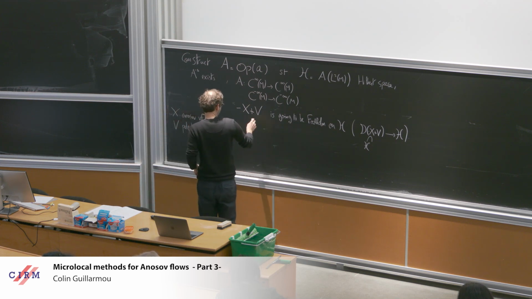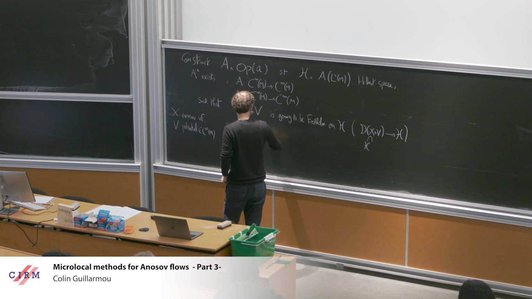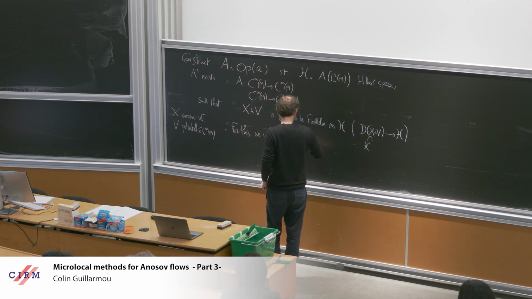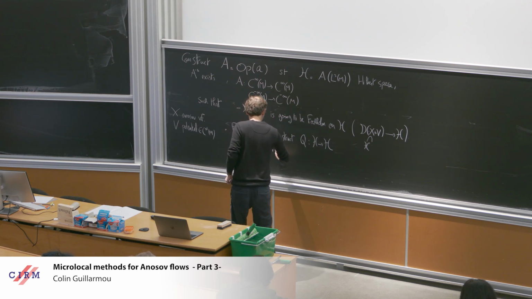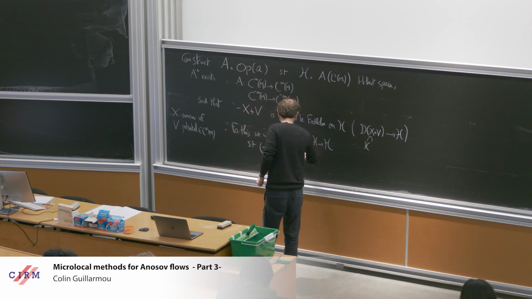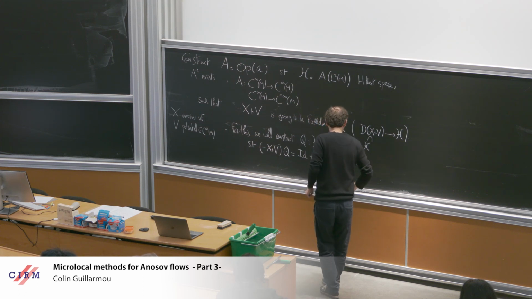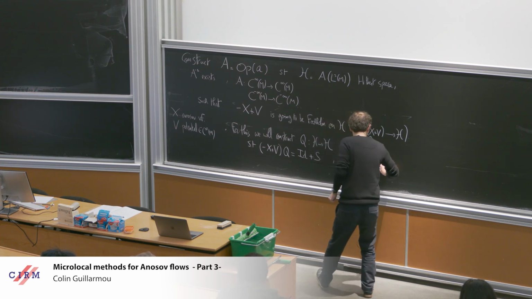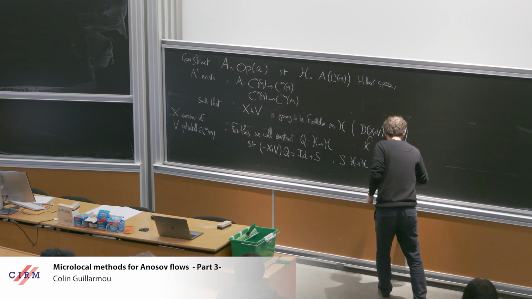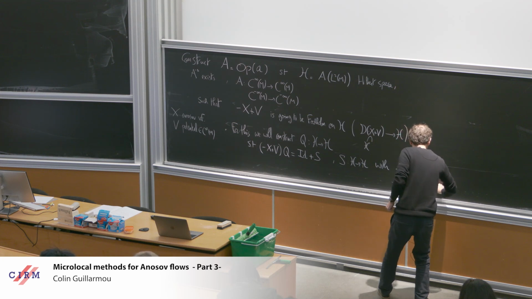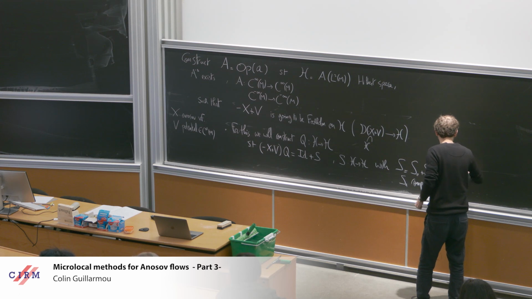And for this, we will construct an operator Q, which is bounded on H, so that minus X plus V times Q is equal to the identity plus a remainder term, which I will call S, where S is also going to be bounded on H, and S is what we call quasi-compact. So S will be S0 plus S1, where S1 is compact on H, and S0 has a small norm, so let's say less than 1/2.